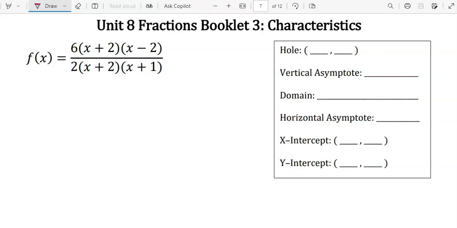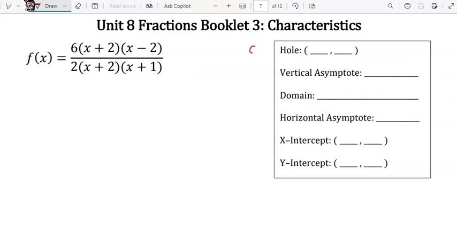Unit 8 Fractions Booklet 3 Characteristics. f(x) equals 6 times (x plus 2) times (x minus 2) all over 2 times (x plus 2)(x plus 1). We want to find these characteristics using this given function.